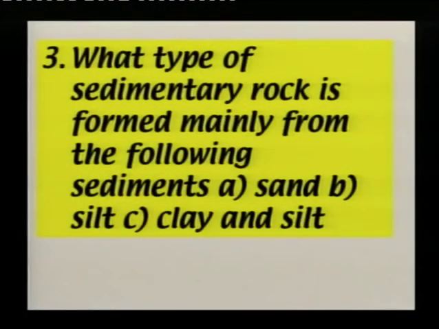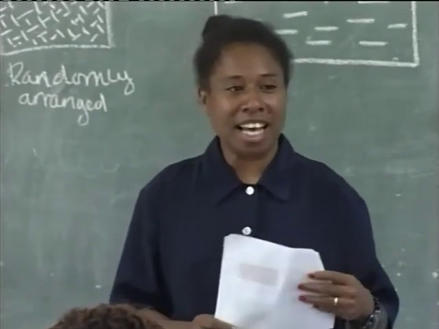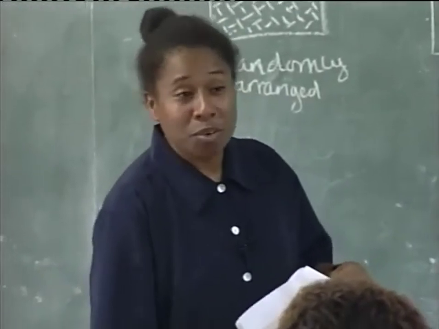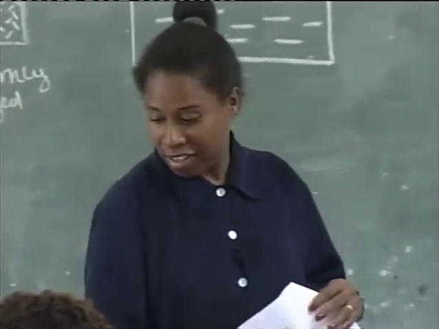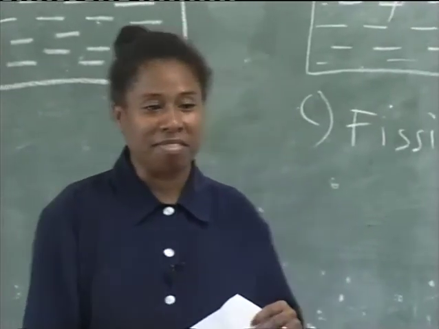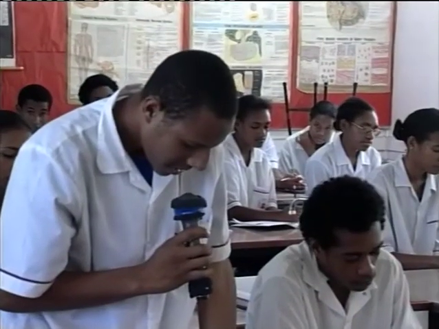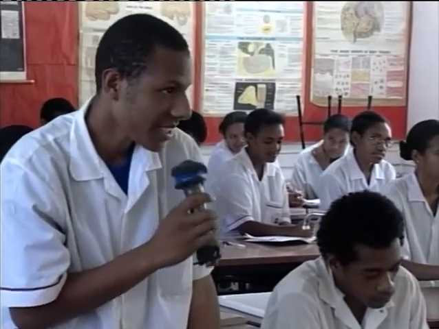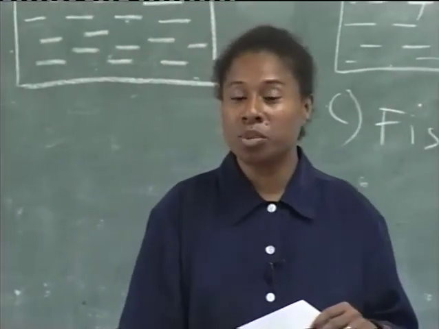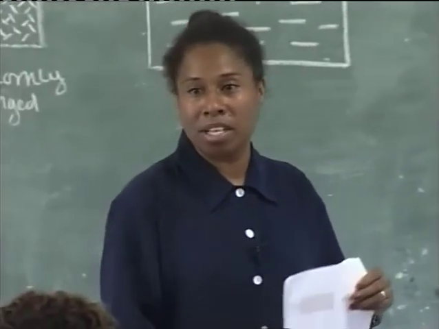And finally, Frank, question number 3. What type of rock is actually formed mainly from the sediment of sand? Frank? Sandstone is formed from the sediment of sand. Okay, very good. He's got sandstone. The rest of us check. Do we have sandstone? Well done. Gideon, B. What type of sedimentary rock is formed from the sediment silt? Siltstone is formed from the sediment of silt. Okay, very good. We have siltstone, which is a sedimentary rock formed mainly from the sediment of silt.